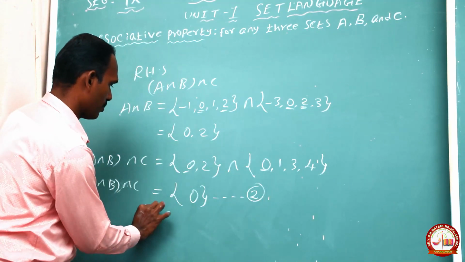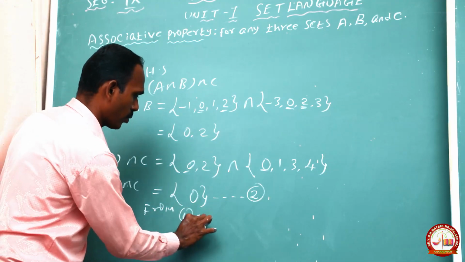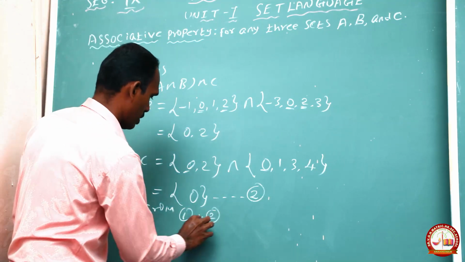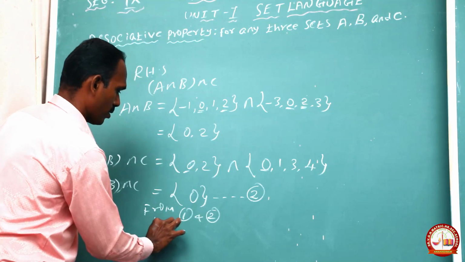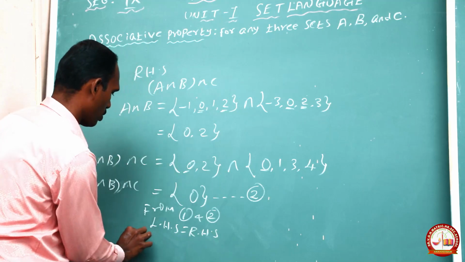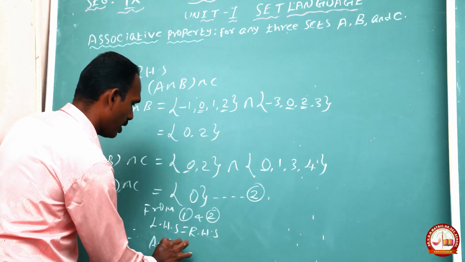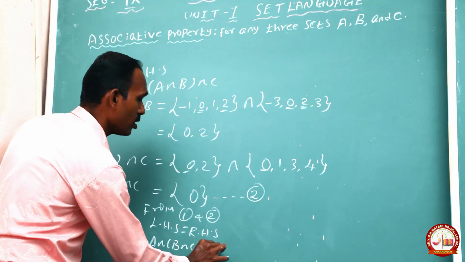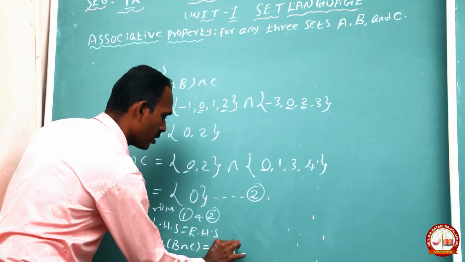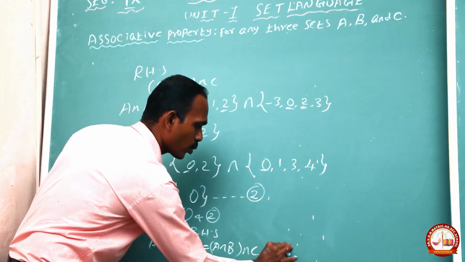Okay. So from 1 and 2, LHS equal to RHS. Therefore A intersection B intersection C equal to A intersection B intersection C is true.